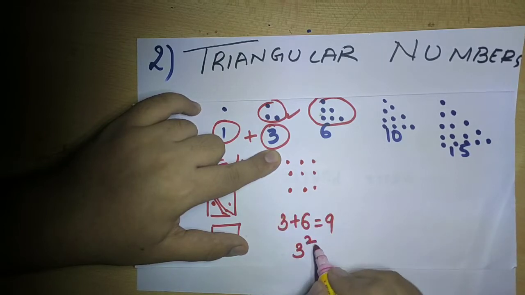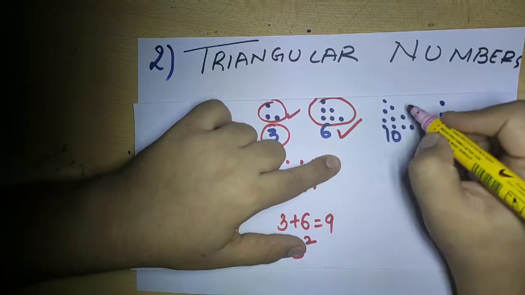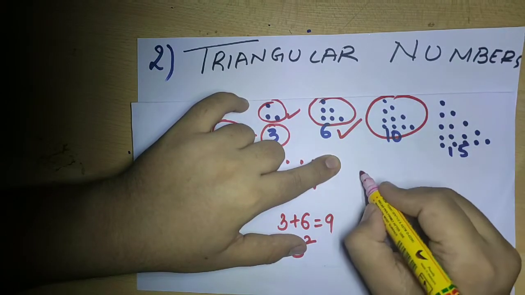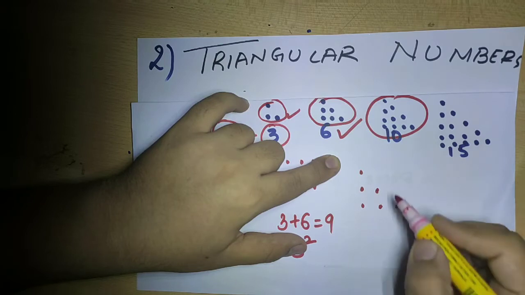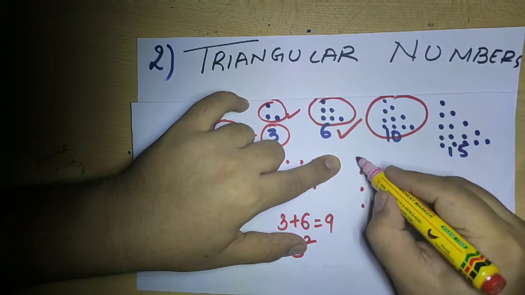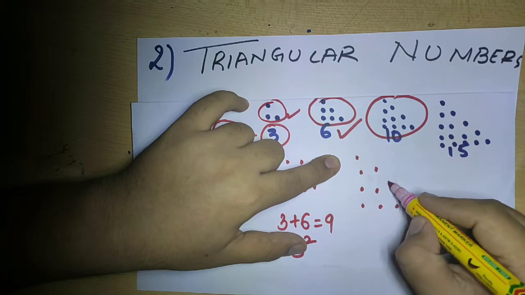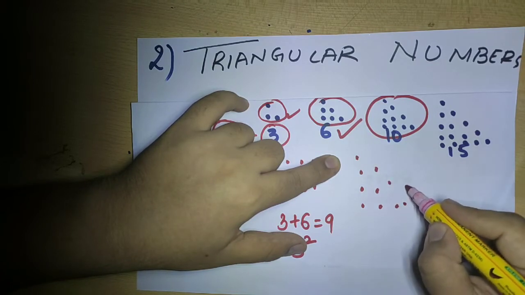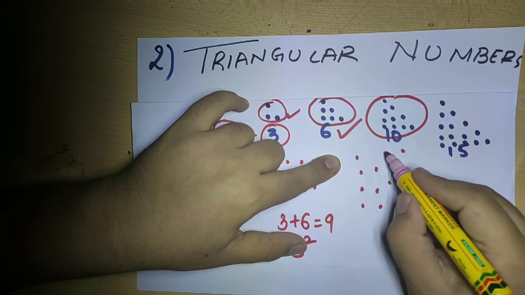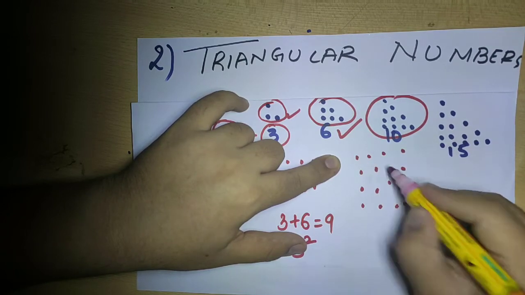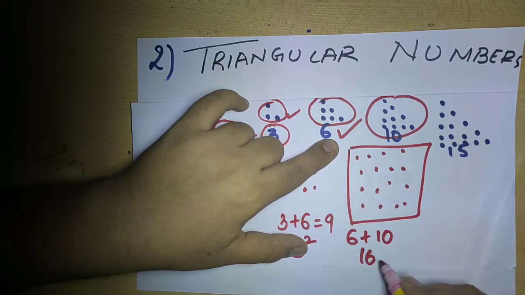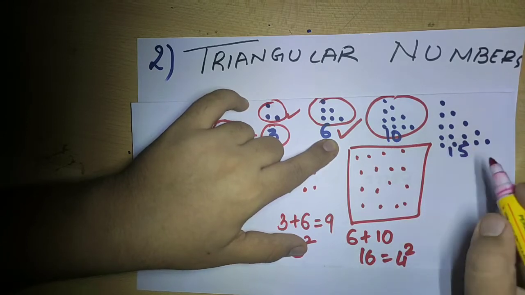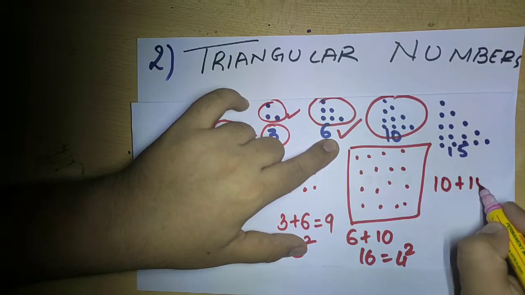That is 3 square. Now you take this triangle and this triangle, 1, 2, 3, 4, 5, 6. You reverse this triangle and then you get 1, 2, 3, 4, 5, 6, 7, 8, 9 and 10. So you get a square. This is 6 plus 10, 16, which is 4 square. Similarly, you can try for this: 10 plus 15 is equal to 25, which is 5 square.